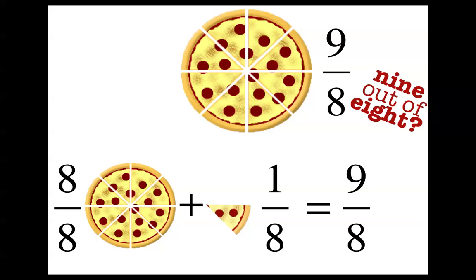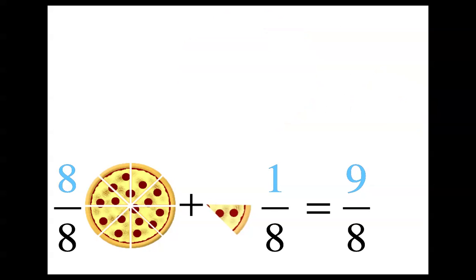So you can see how it's possible to have an improper fraction. You can see how it's possible to have the top of a fraction be greater than the bottom of a fraction. 8 slices plus 1 slice makes 9 slices. So 9/8 is a perfectly legitimate number. It's a perfectly legitimate improper fraction.